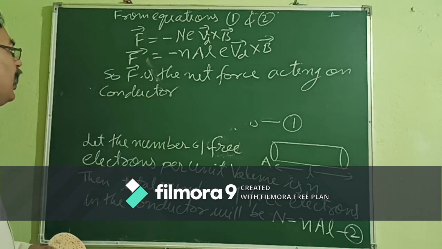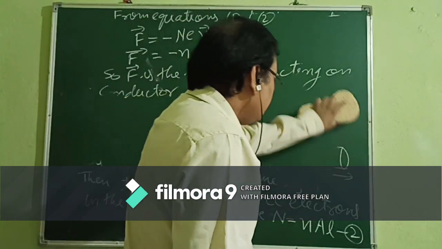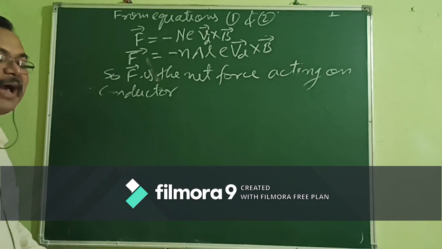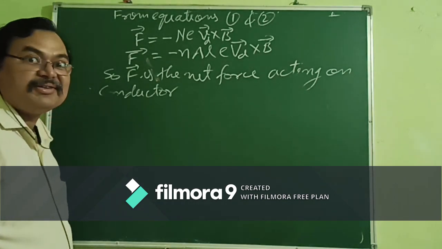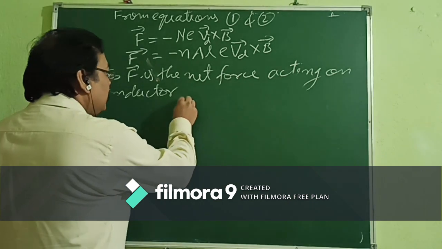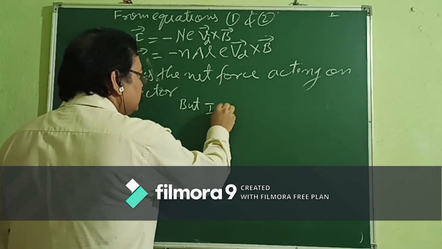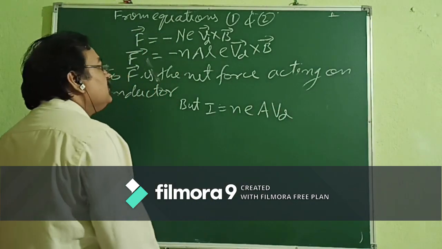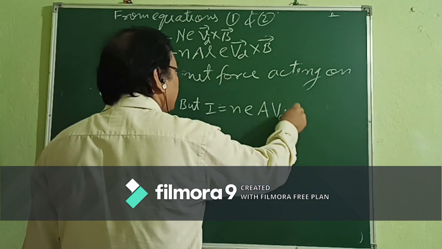Now, we can see from here one thing is visible to us, and that is the expression of current in terms of drift velocity that we have already derived in the third chapter, current electricity. So we know that I is equal to NeAvd, that we know very well. So from here, what we can do, we can place this.